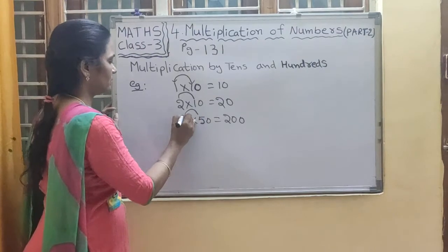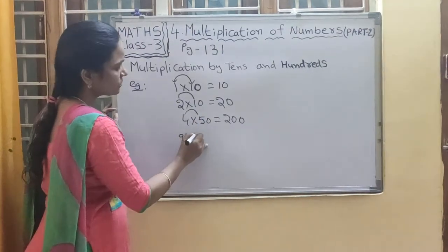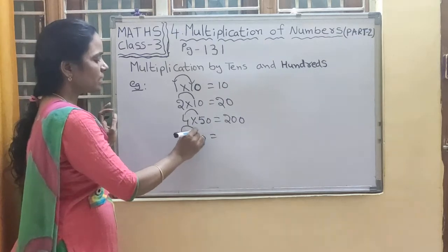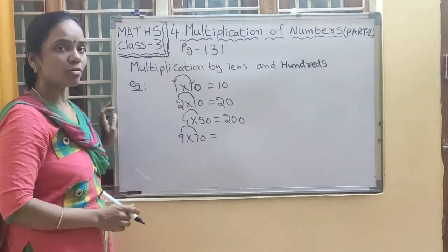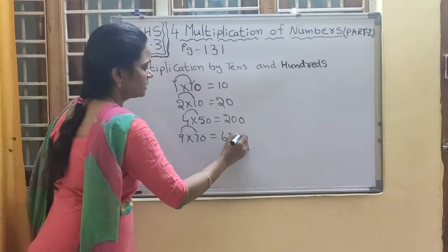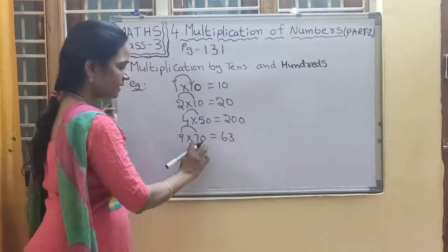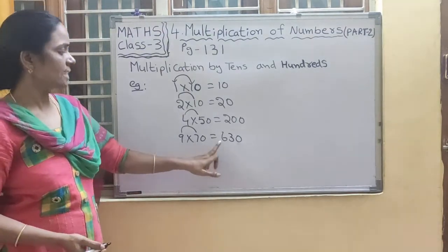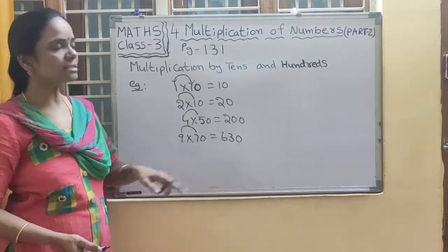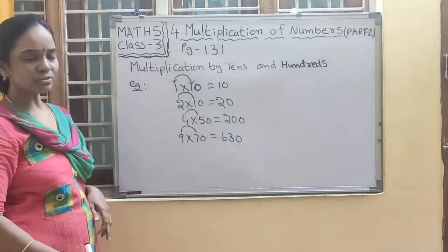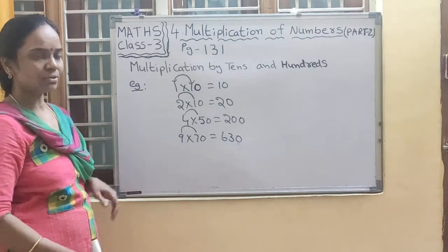Very good. Take 9 into 70. What is the answer? 9 should be multiplied by this first. 9 7s are how much? Yes, very good. 63, and write down 0. 630 is the answer. 9 7s are 63 and write down the 0. So this is multiplication by tens. Understood, children? Have you understood, all of you?